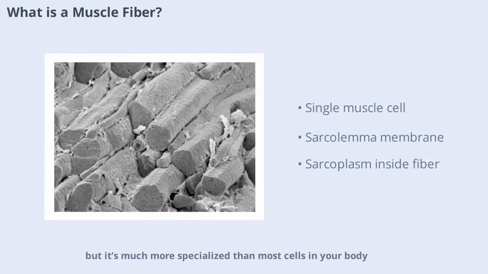Muscle fiber is essentially a single muscle cell, but it's much more specialized than most cells in your body. Each muscle fiber is surrounded by a membrane called the sarcolemma, which helps protect and regulate the cell. Inside, you'll find a unique cytoplasm known as sarcoplasm, packed with the components needed for muscle contraction. These fibers are the building blocks of skeletal muscle and play a critical role in generating movement. As we move forward, keep in mind that the organization and properties of these fibers determine how our muscles perform.